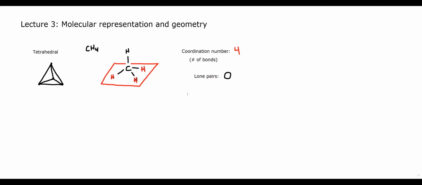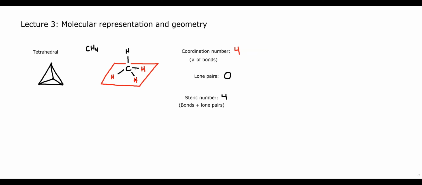The next word is the steric number. The steric number is simply the combination of these two: coordination number, or simply bonds, plus lone pairs. Okay, bonds plus lone pairs. That's the steric number. So our steric number is 4. Okay. So there's a couple other words we'll look at towards the end, but for now, just make sure we understand these words that we just introduced.